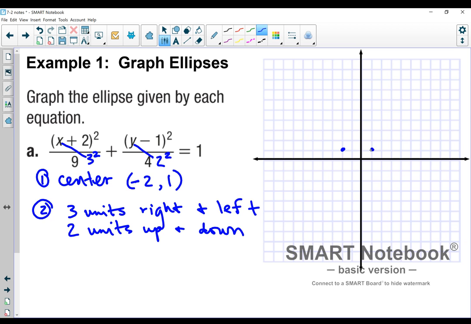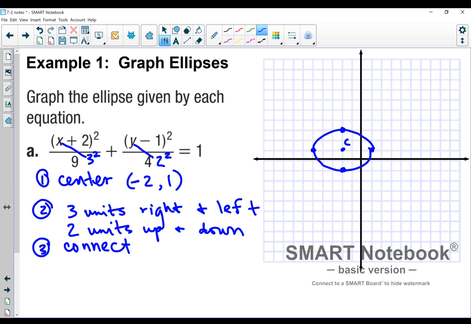So 3 units to the right, 3 units to the left from the center, and 2 units up, 2 units down from the center. So now we're going to go ahead and connect it. So that's going to be my ellipse. And ellipses I find are way harder to draw than circles, just so you know. A lot of times they look like kind of funny looking circle rectangles. So there's my ellipse. So that was our third step, is just to connect.